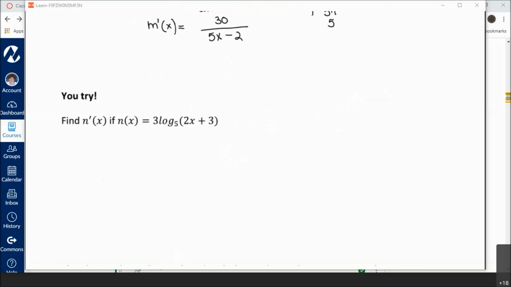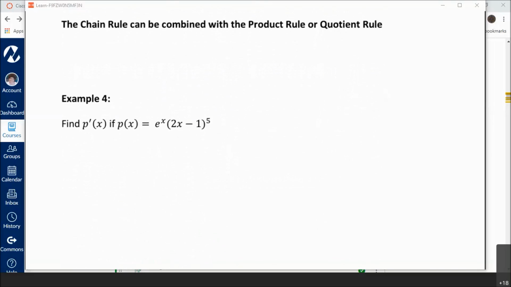I'm going to skip the next couple of practice problems and move on to this, because I want to make sure you see it before you attack your homework. The chain rule can be combined with product and quotient rules. So let's take a look at P of x. What is its structure? Is it a product, a quotient, a composition?